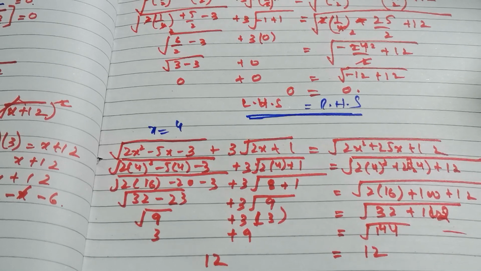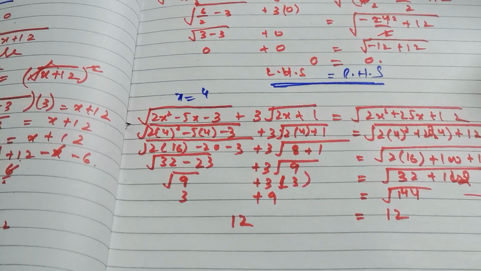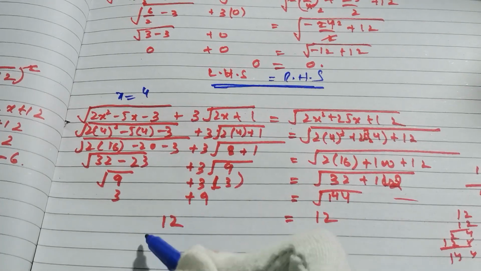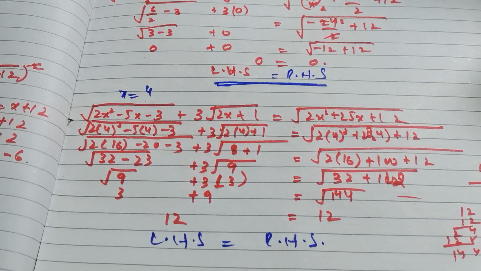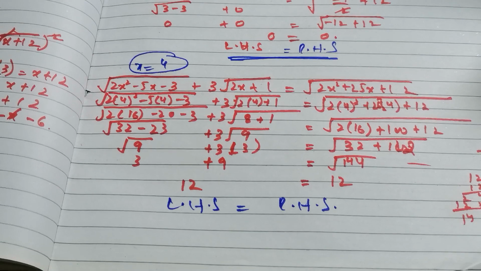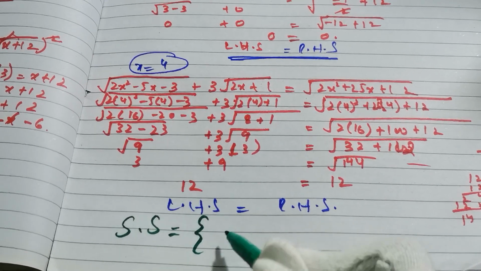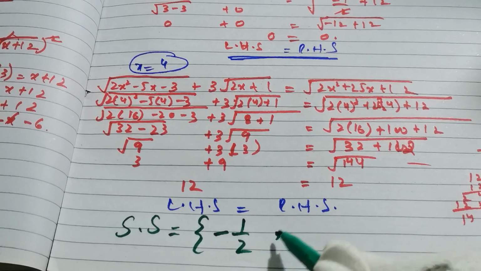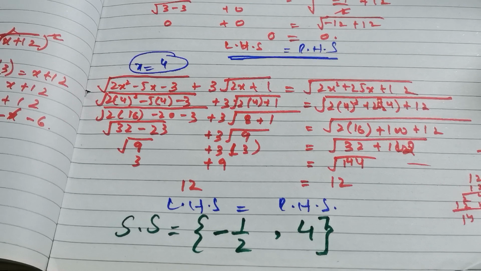12, 12 are 2 to the 4, 2 1 are 2, 2 1 are 2, 1 1 are 1, 2, 4. So left hand side is equal to right hand side. It means x is equal to 4 is also the root of given equation. So solution set becomes minus 1 by 2 and 4 because both these are roots of given equation. Why are these the roots of given equation?